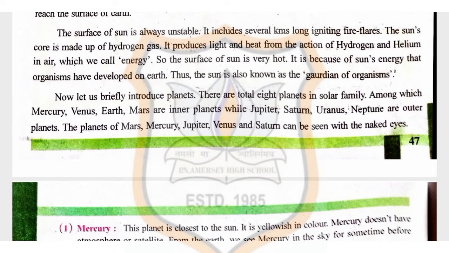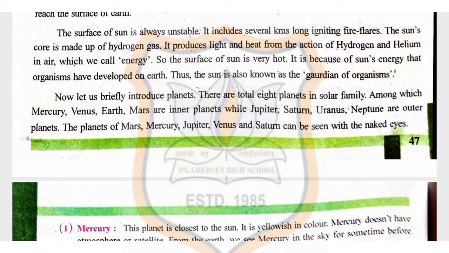The surface of the sun is always unstable. It includes several kilometers long igniting fire flares. The sun's core is made up of hydrogen gas. It produces light and heat from the action of hydrogen and helium, which we call energy. So the surface of the sun is very hot. It is because of the sun's energy that organisms have developed on earth. Thus, the sun is also known as the guardian of organisms.